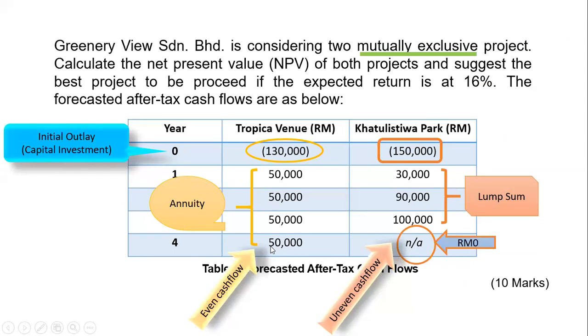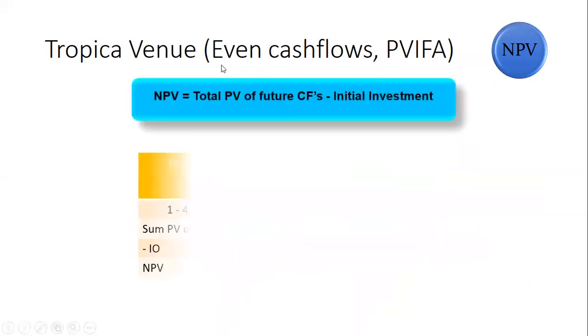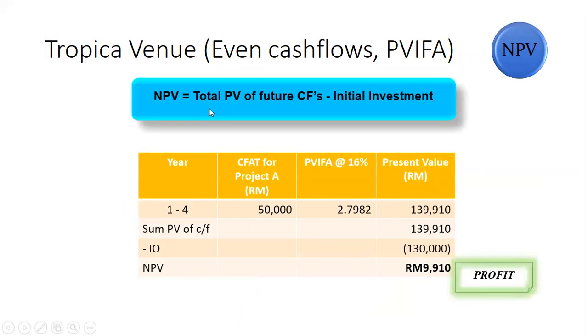All right, since this is an annuity for Tropical Venue, it is even cash flow, so we will use the formula for even cash flow. And as for Katulistiwa Park, it is lump sum, so we are using the uneven cash flows formula. So first we look at Tropical Venue, the first project, which is even cash flow. The general formula for NPV is the total sum of PV of cash flows minus the initial investment. Since Tropical Venue is an annuity case, we can use the direct formula here.